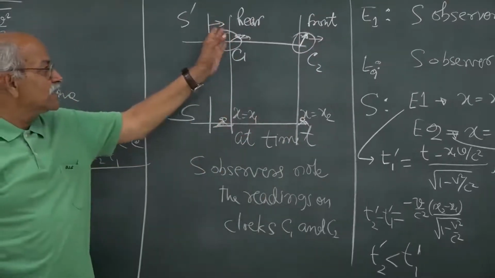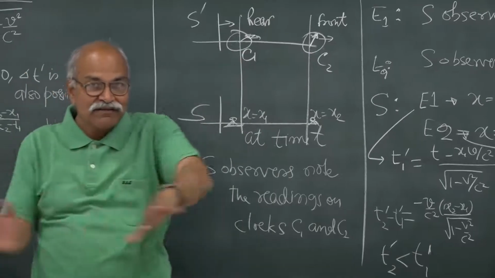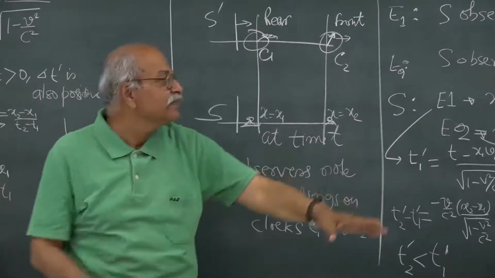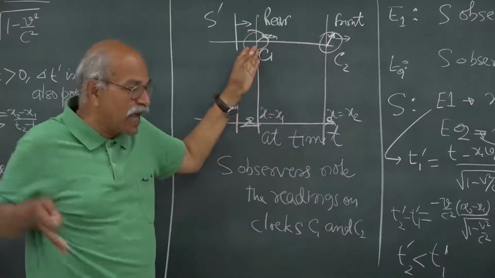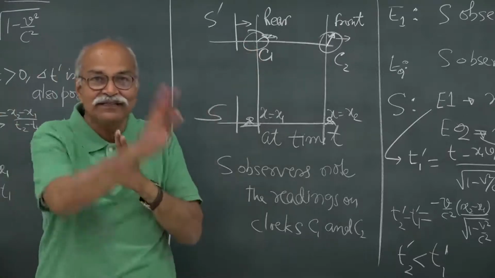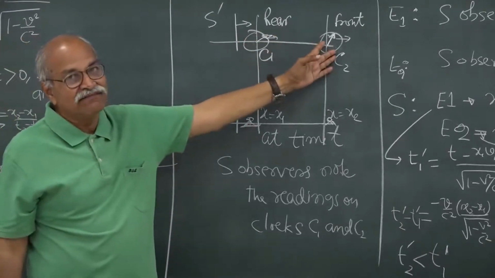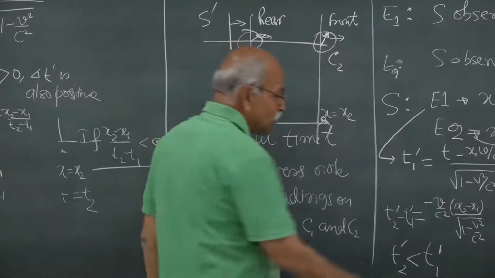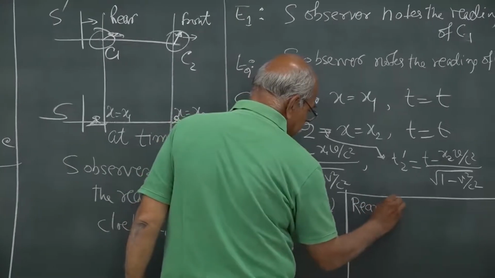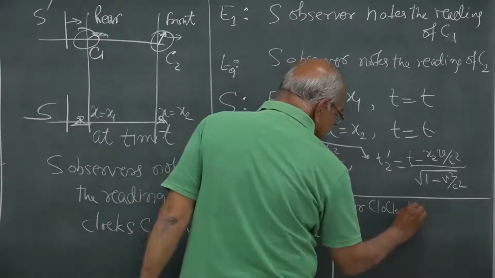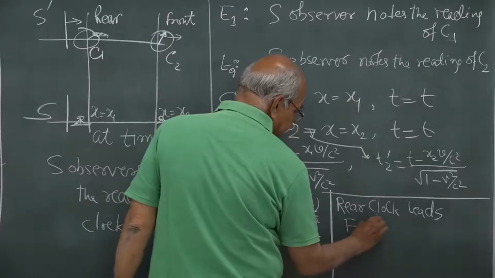So, the rear clock is ahead of the front clock, so it is opposite. In the motion for this translation, this is the front and this is the rear, this is ahead and this is behind. But for showing the time on the dial, it's the other way, this is ahead and this is behind. So, we say that the rear clock leads and the front clock lags.